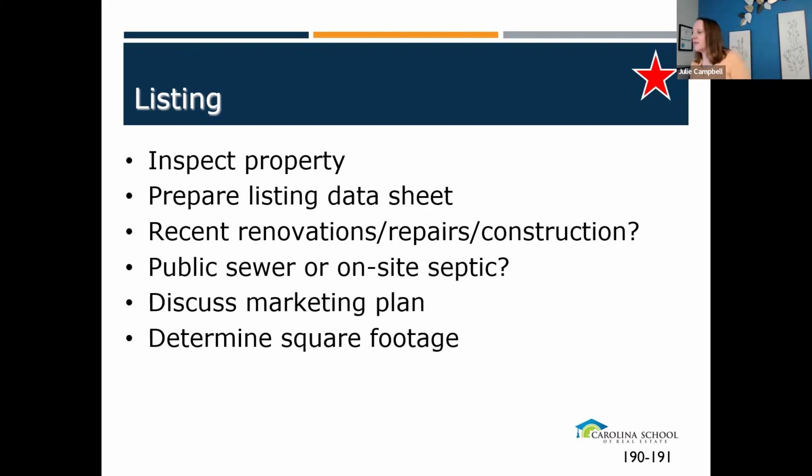Any questions or comments on any of this? You still haven't listed it yet, by the way. You're just gathering information.